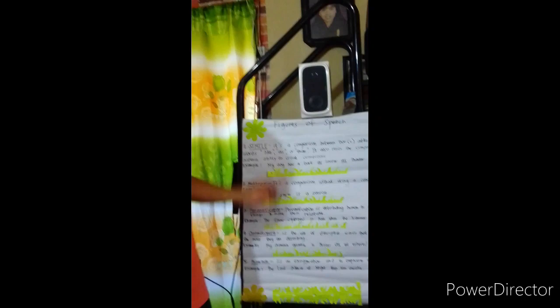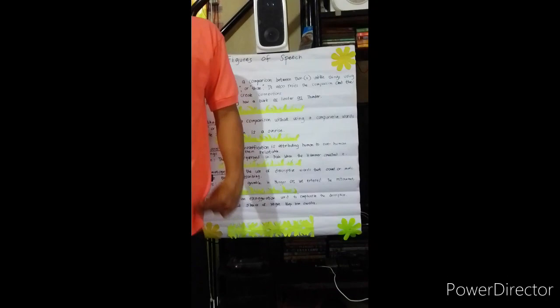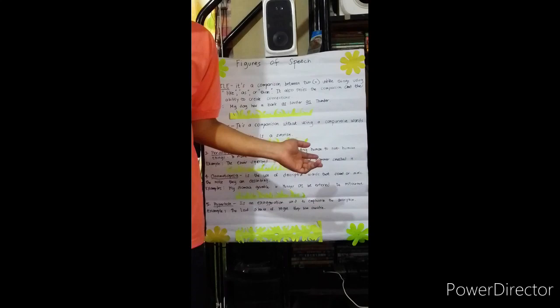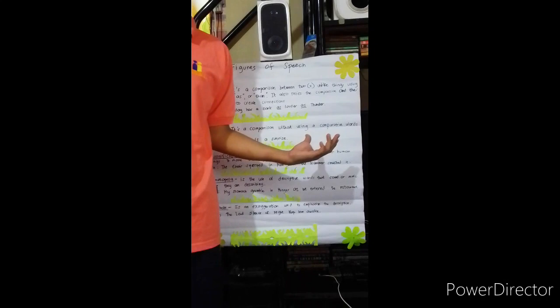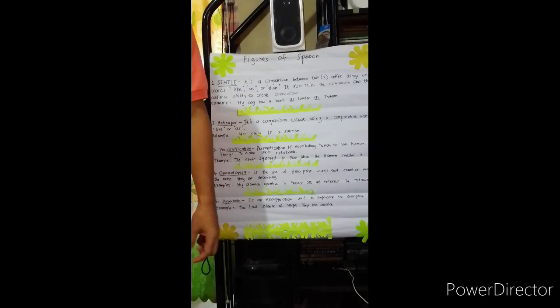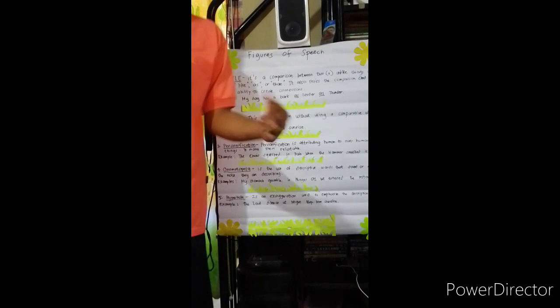The second one is metaphor. It is a direct comparison without using the word like or as. Unlike a simile, a metaphor is also a comparison but without using like. So that's the difference between the two figures of speech. The example of a metaphor is, her smile is the sunrise. So that's it.